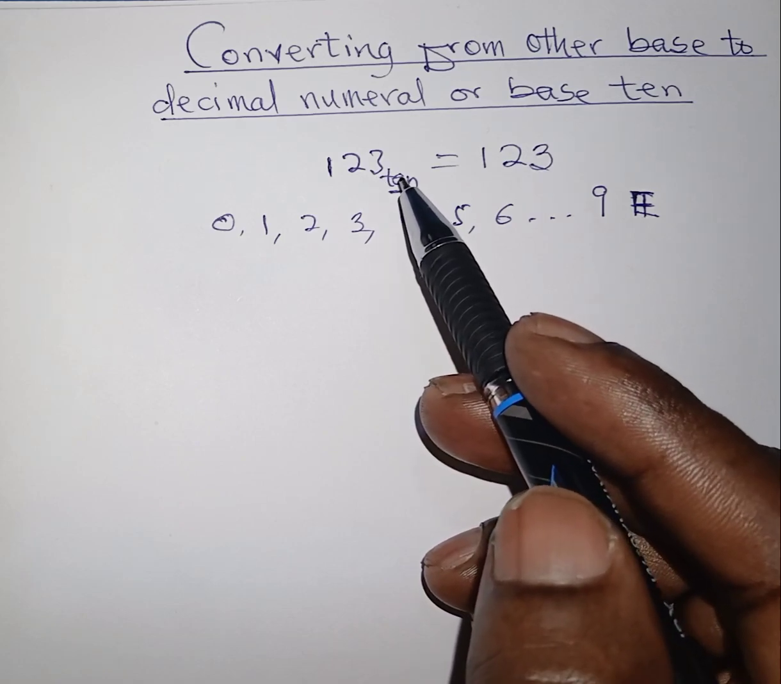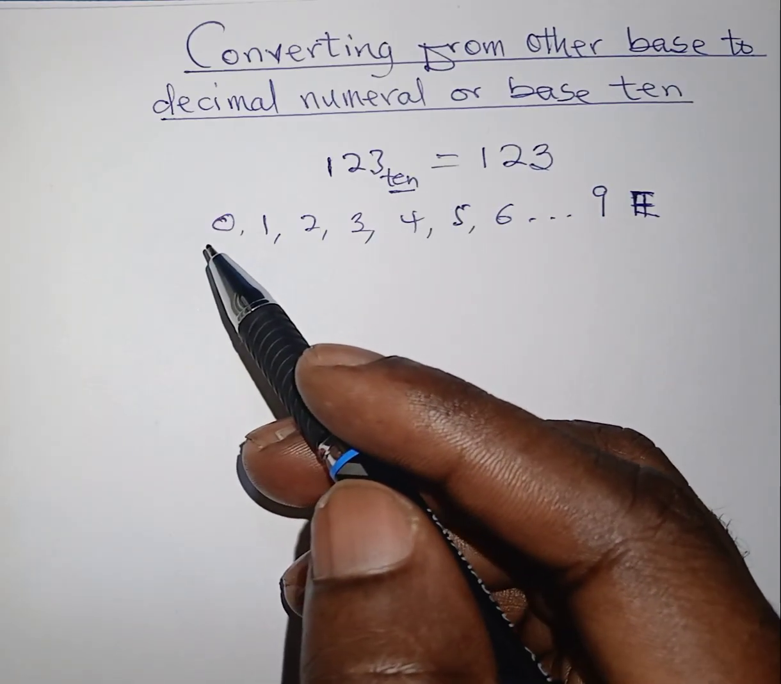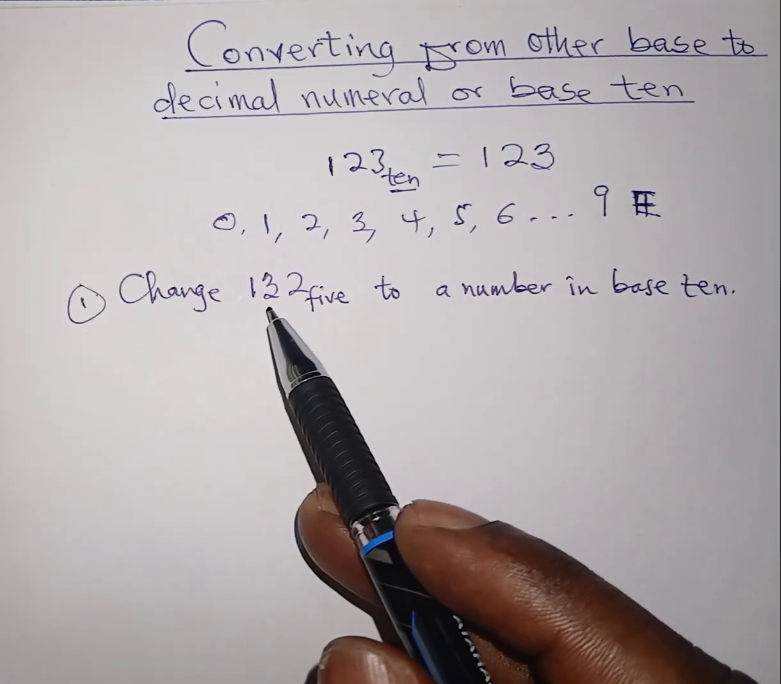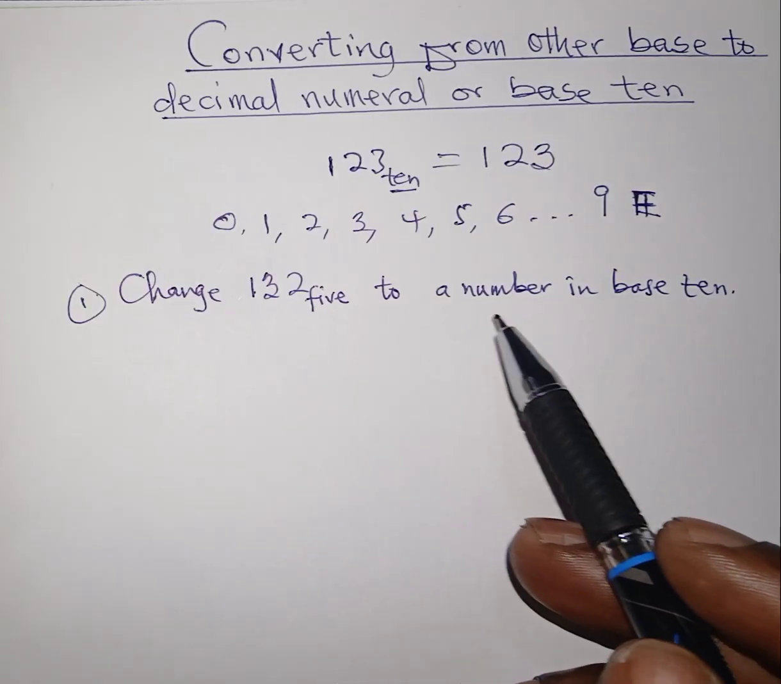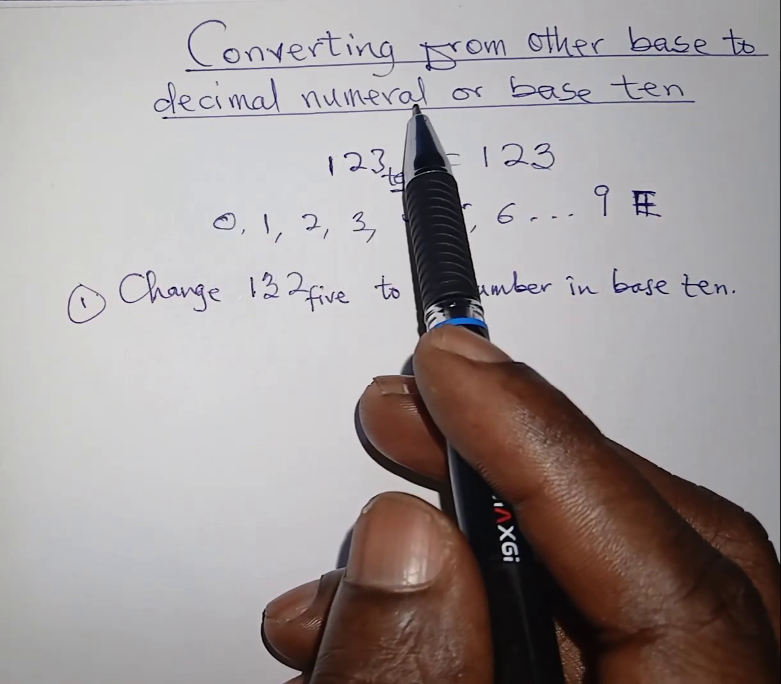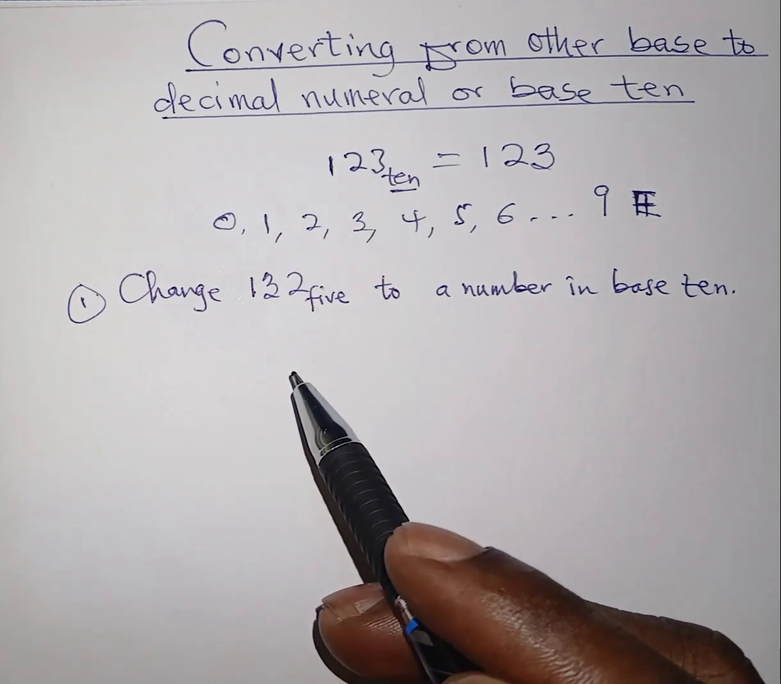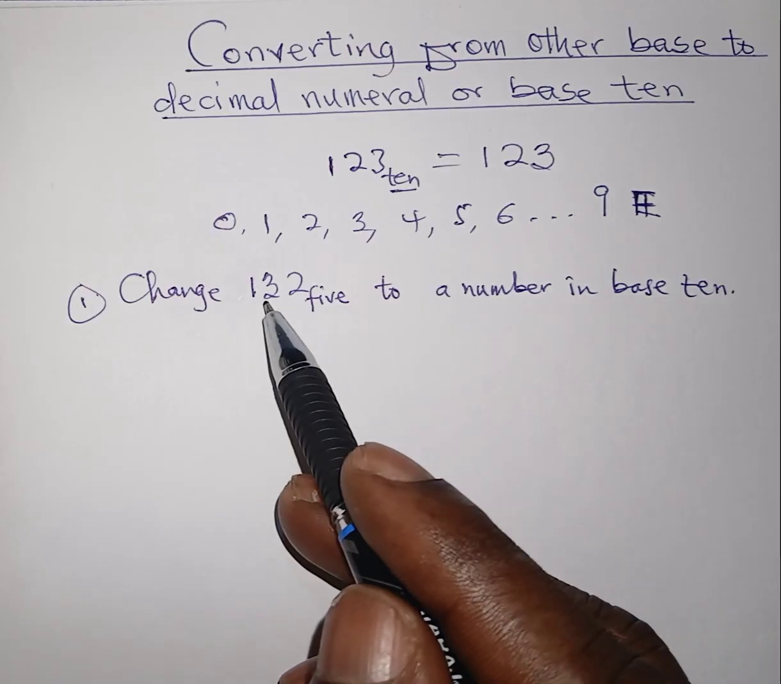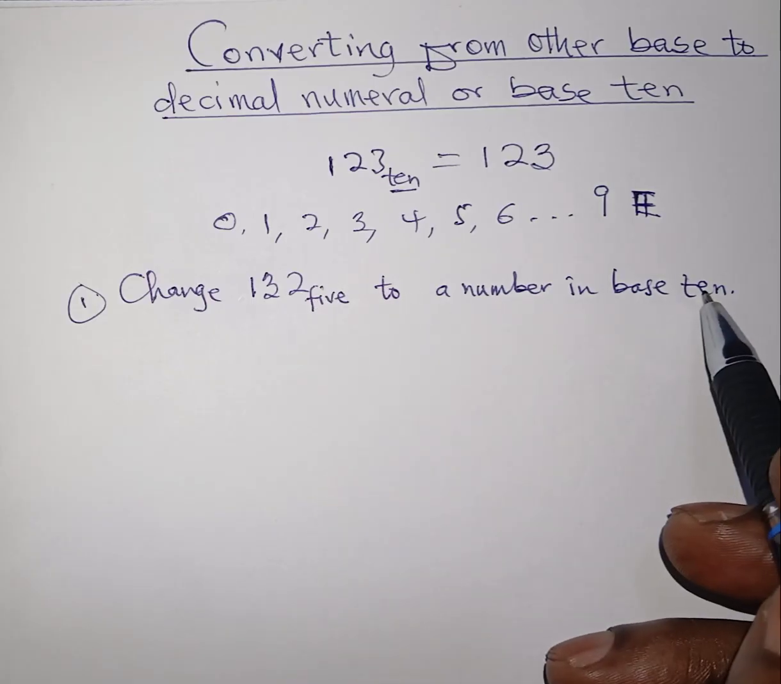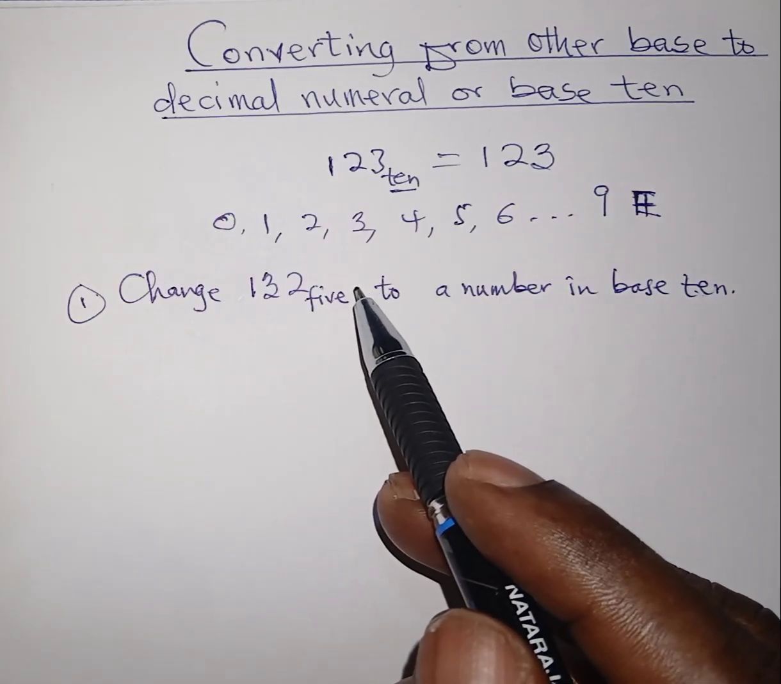Good. So we are going to look at how we can convert from other base. We will not waste time. Let's take one example and see how we can convert. We are asked to change 1, 3, 2 base 5 to a number in base 10. Now note that if you don't want to use the word base 10, we may use decimal numeral. So the moment you see decimal numeral, know that we are talking about base 10. So in this case, the base is giving us 5, and we are going to change from base 5 to base 10. There are times that you can also be asked to change from base 10 to base 5, or from base 10 to other base.